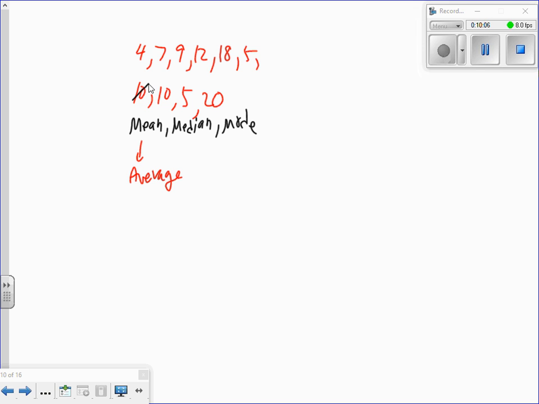I got 10, 20, 30, 40, 50, 60, 70, 80, 91, 100. So when you add them all together, you get 100. And 100 divided by 10 terms would be a mean of 10.